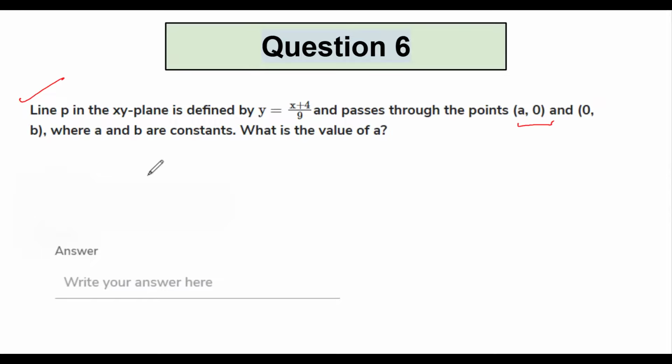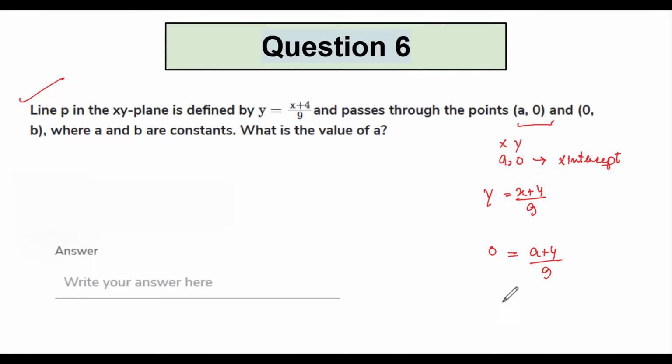So it is very simple. You can do it algebraically as well. Now, a comma 0 represents which intercept, x or y? It represents the x-intercept. So what you will do in your equation of y equals x plus 4 over 9, you plug in x as a and y as 0. So 0 equals, sorry, 0 equals a plus 4 over 9.